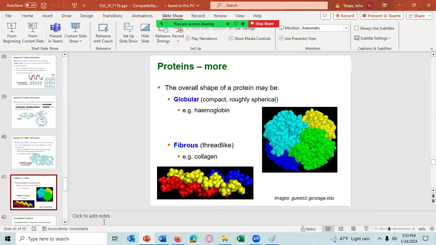All right, let's talk about proteins in a little more detail. Proteins can have an overall shape, and there are 2 different shapes the protein takes. There can be globular proteins. These proteins are compact and roughly spherical. Hemoglobin is an example of a globular protein. There are also fibrous or thread-like proteins, and these proteins tend to be in structural fibers or structural units, such as collagen or hair.